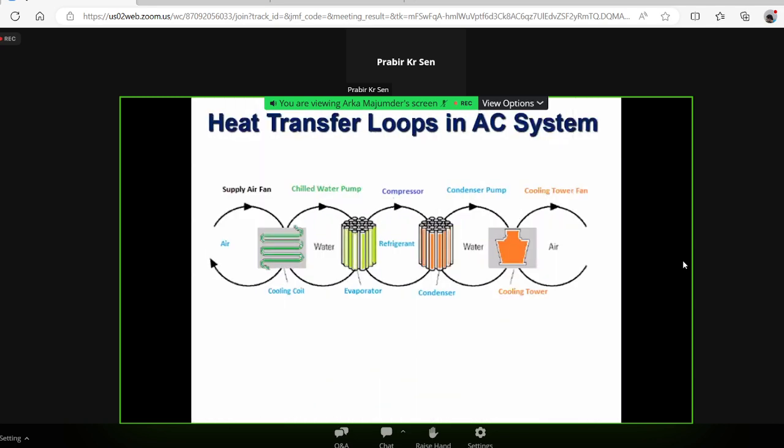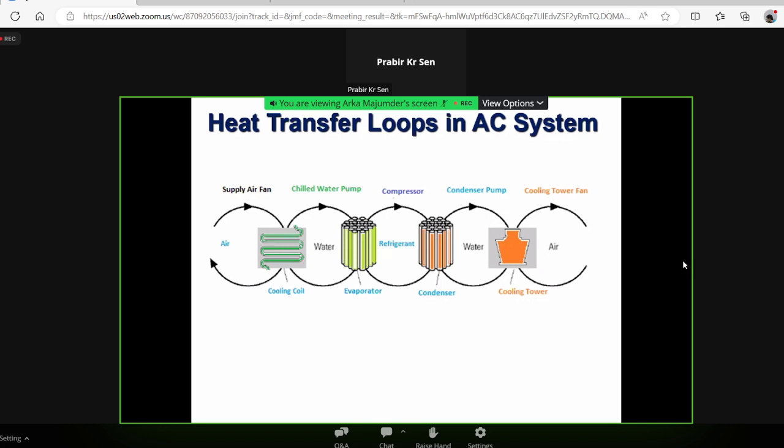Now, what is happening? We supply cold air in the room, the air gets hot, and we recool it in a cooling coil. So room heat is coming to the cooling coil. And in the cooling coil, what do we have? We have chilled water, if it's a chilled water system. So chilled water gets warmer. We continuously flow chilled water. Chilled water gets warmer, so we take the chilled water back into the evaporator and recool it by refrigerant.